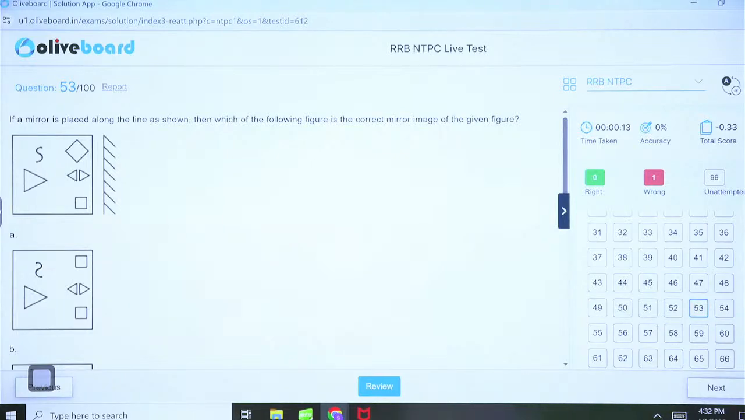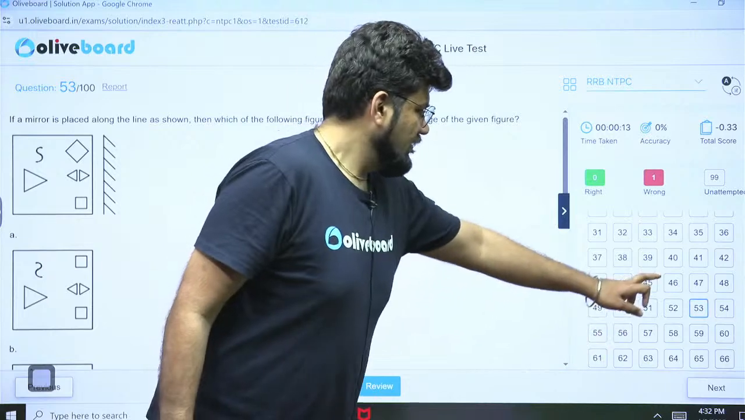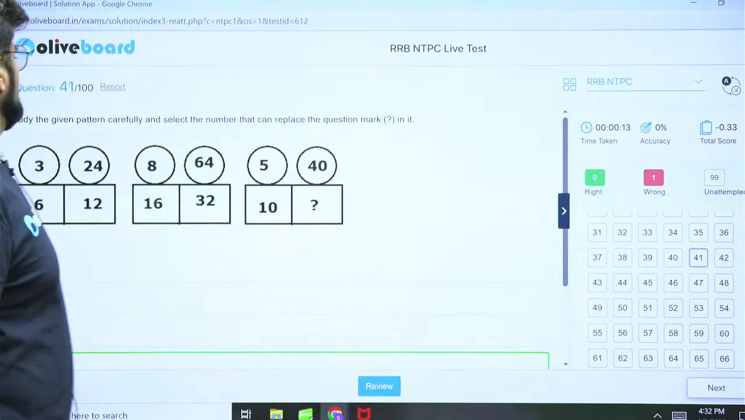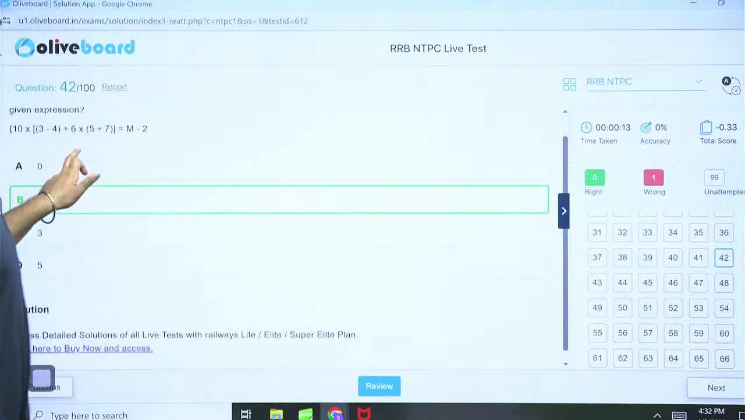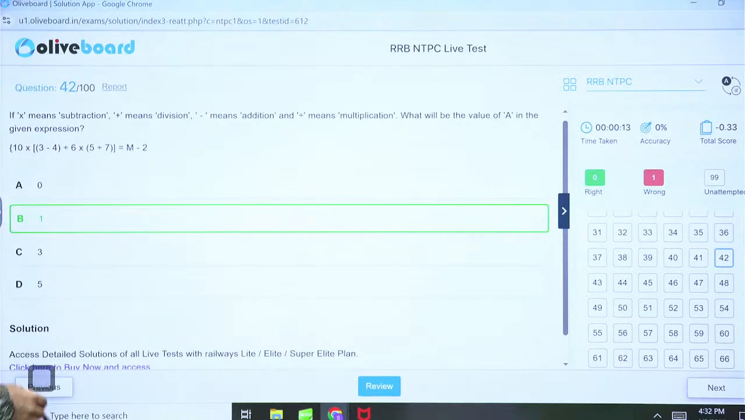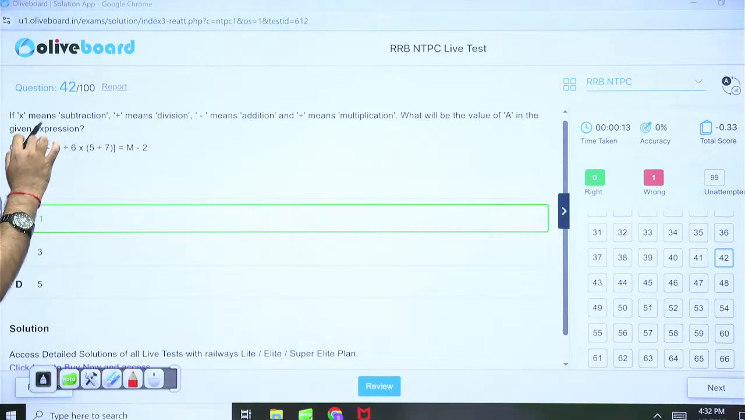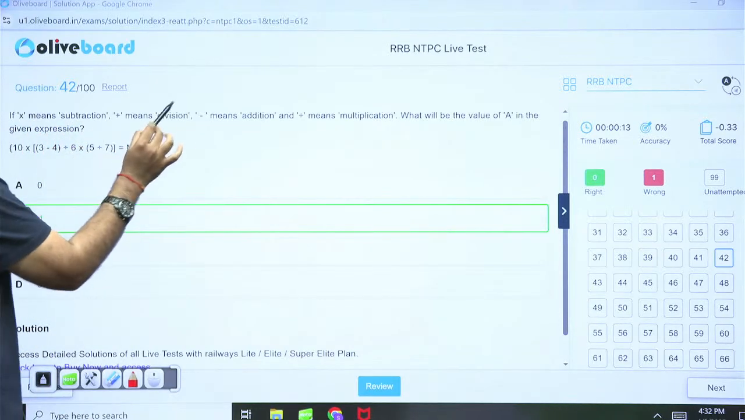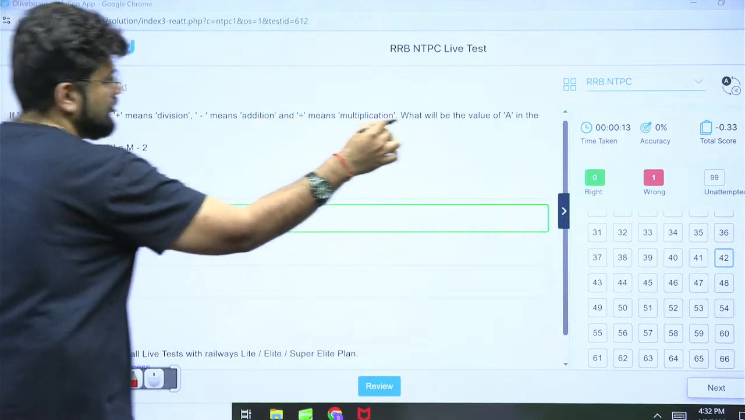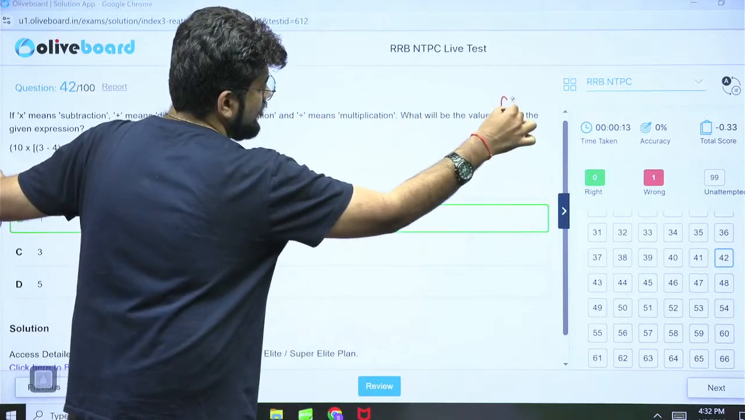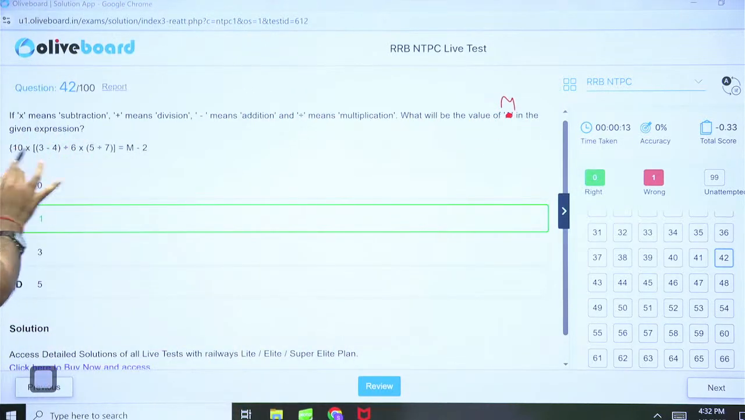Last, or minus 2. Okay. No, 41, 42. See, read the question carefully. The question is saying into means subtraction, plus means division, minus means addition and divide means multiplication. Then what will be the value of M in the given expression?